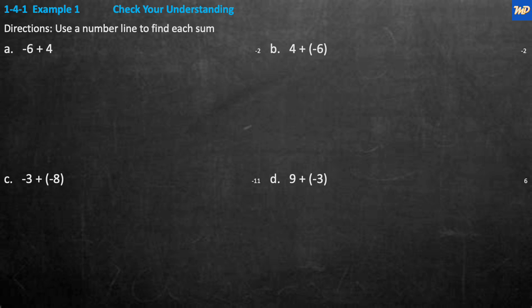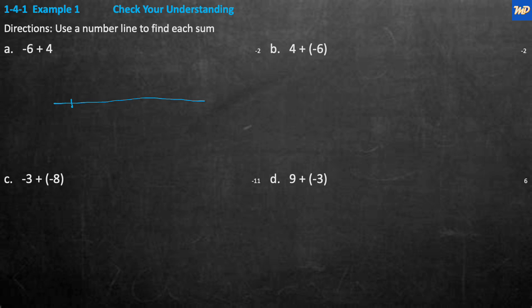Okay, I'm assuming and hoping that you stopped and tried them, and here we go. We're going to answer these together now. So problem A, what is negative 6 plus 4? Well, if we did the number line, we could do that. We can draw a line. Let's see if we can do that.